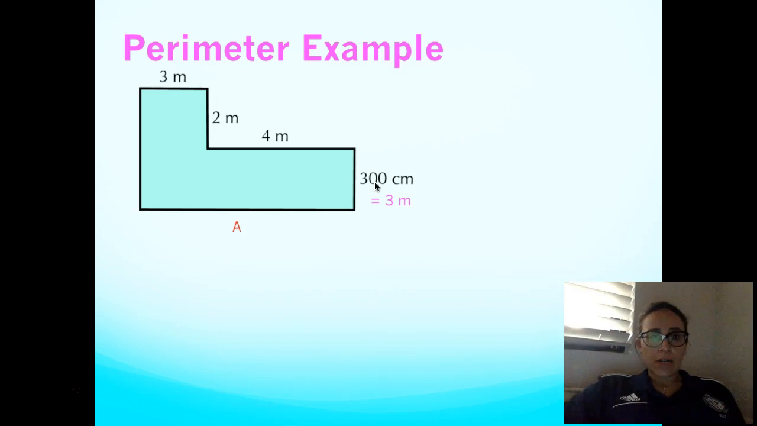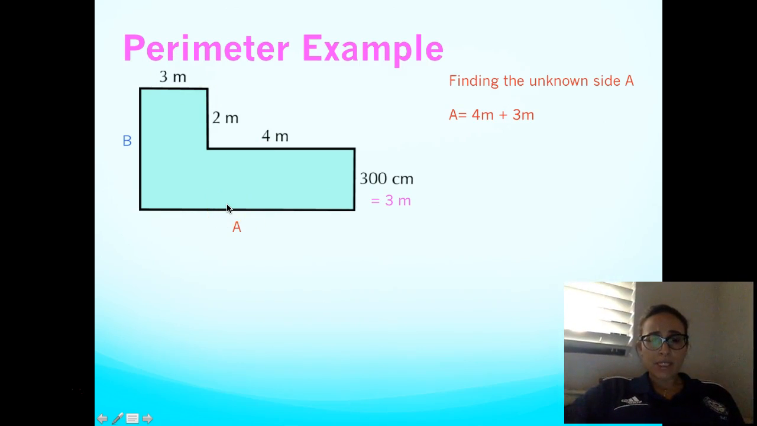Now let's get started. We have side A that is unknown, and we also have side B, which is unknown. Let's first work out the length of side A. So 3 meters plus 4 meters equals side A. So A equals 4 meters plus 3 meters. When we add 4 meters plus 3 meters, we get 7 meters. So we can replace the A with 7 meters.